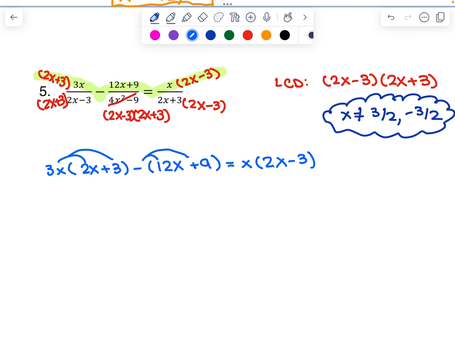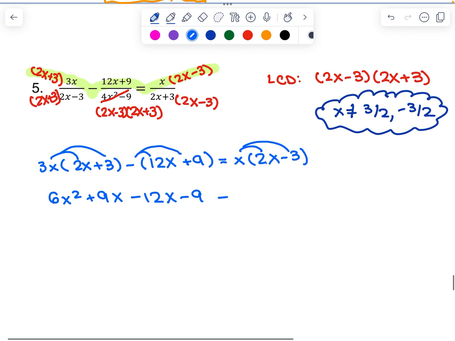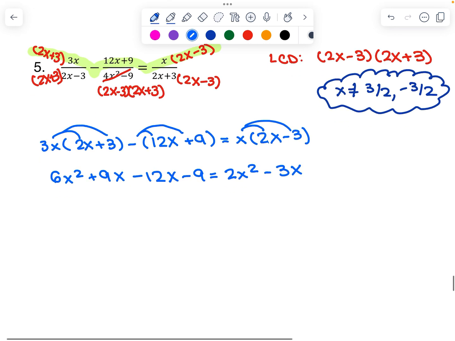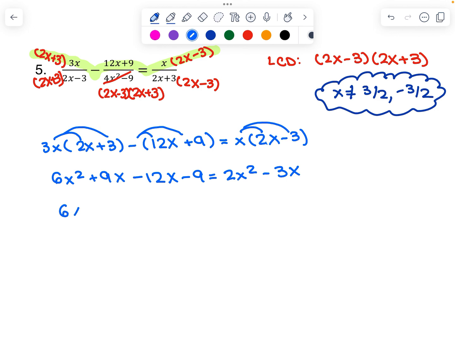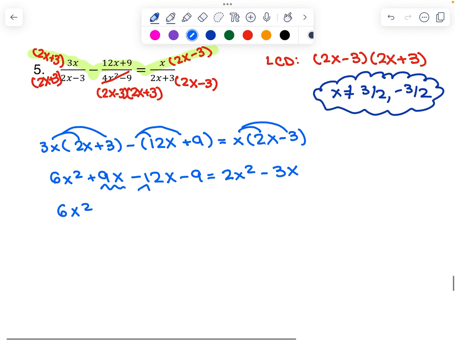So we've got some distribution for all of these. So 3x times 2x is 6x squared. 3 times 3x is 9x. Minus 12x minus 9. Here we're going to distribute. x times 2x is 2x squared minus 3x. I'm going to combine my like terms here. 9x minus 12x is negative 3x.